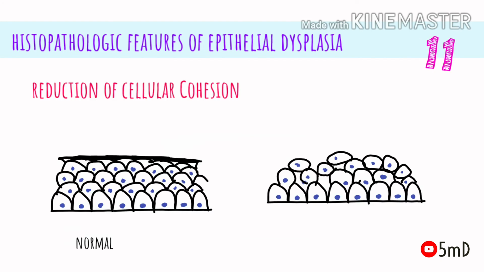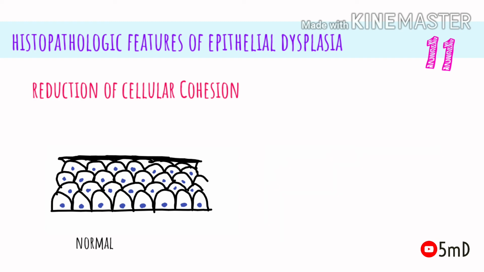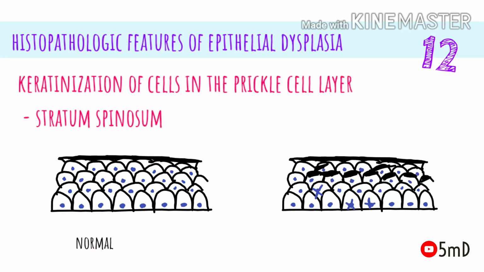But there is a reduction in the cellular cohesion. Cells are relatively loosely packed and arranged, which causes the loss of superficial epithelium, which can be removed by scraping off, which is used in exfoliative cytology as a screening test for cancer or dysplasia. The stratum spinosum or the prickle layer of the epithelium contains keratinization of single cells or groups of cells in dysplasia, which is abnormal. These are the 12 features given by Kramer to describe epithelial dysplasia.